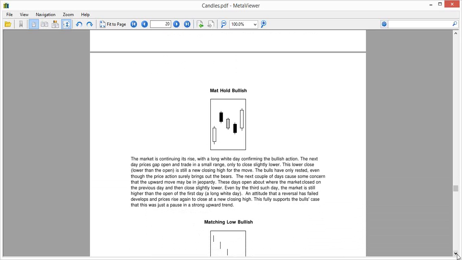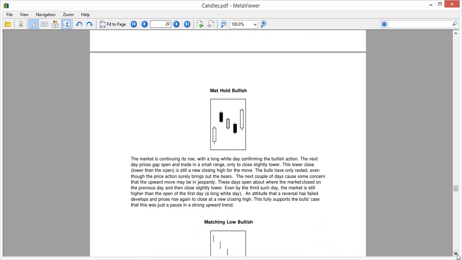Mat hold bullish. The market is continuing its rise with a long white day confirming the bullish action. The next day, prices gap open and trade in a small range, only to close slightly lower. This close lower than the open is still a new closing high for the move. The bulls have only rested, even though the price action surely brings out the bears. The next couple of days cause some concern that the upward move may be in jeopardy.